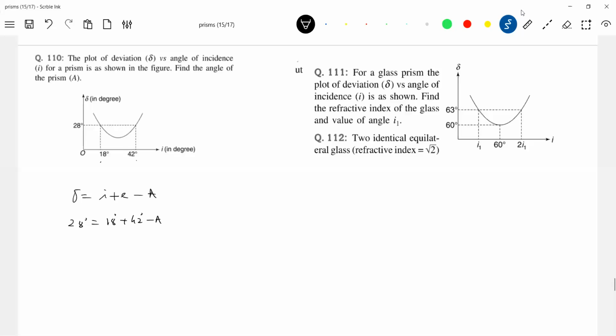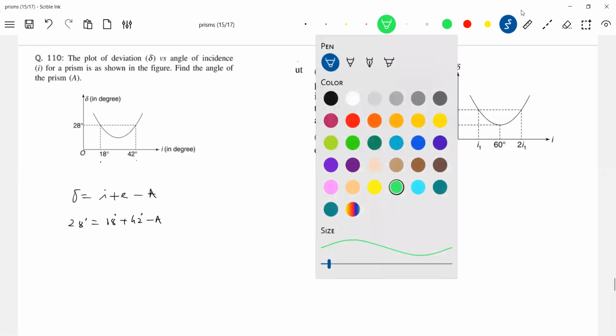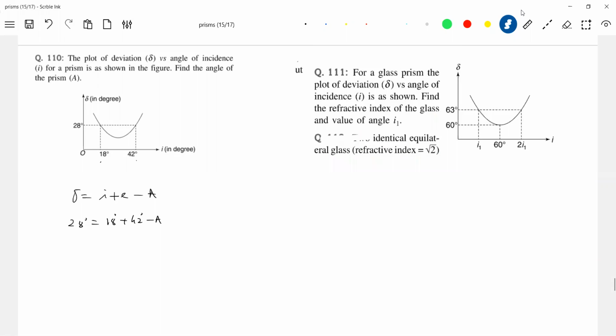Now come to a glass prism. Find the refractive index of the glass and the value of I1. Minimum deviation we know, and the angle of incidence at which minimum deviation occurs. So what is the formula? Mu is equal to... okay, no, read only this question. Look at only this question. Minimum deviation is how much? Delta minimum 60 degrees. Maximum deviation 63 degrees.